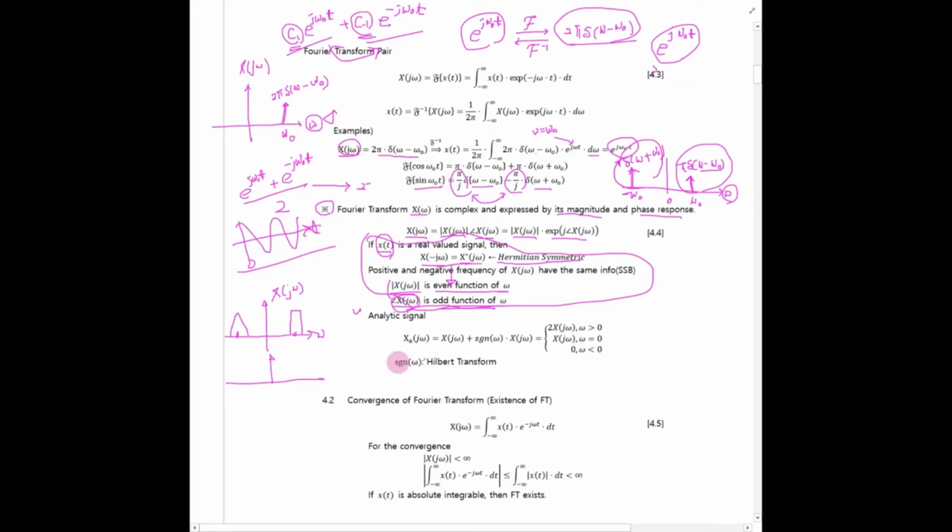If we can calculate this one, this signum function is this one. If omega is positive, it is 1. If omega is negative, it's minus 1. Okay. If omega equals 0, it's 0. This is the signum function. So the sign function definition is this one. If the argument is positive, it's 1. If the argument is negative, then it's minus 1. If the argument is 0, it's 0.